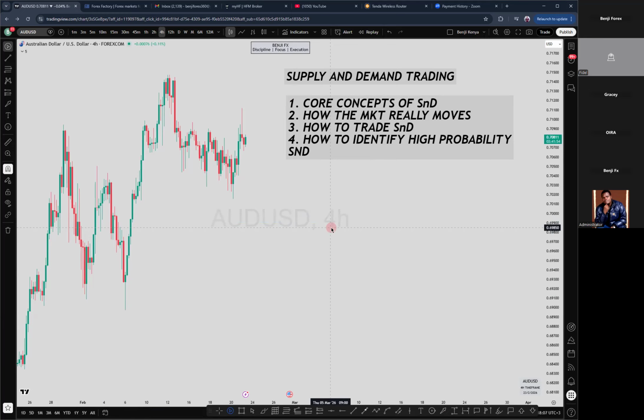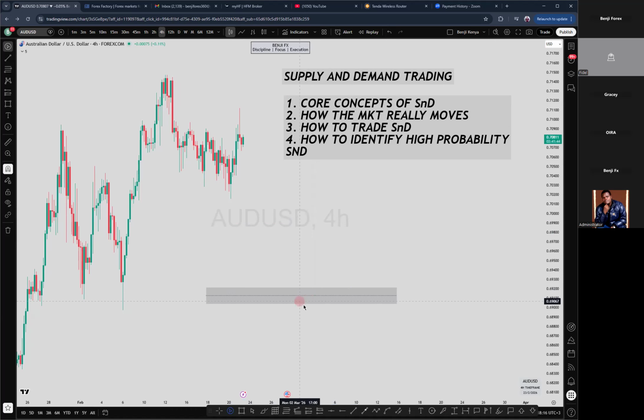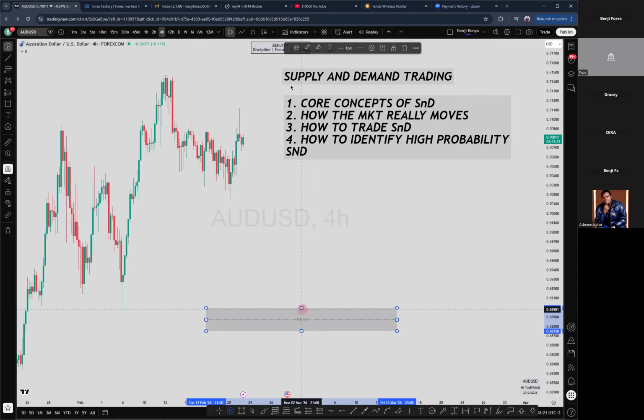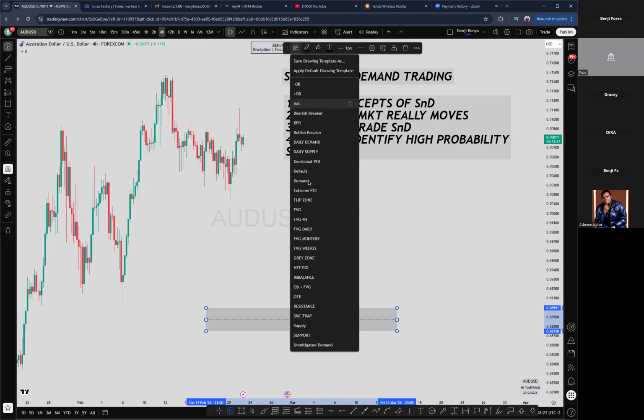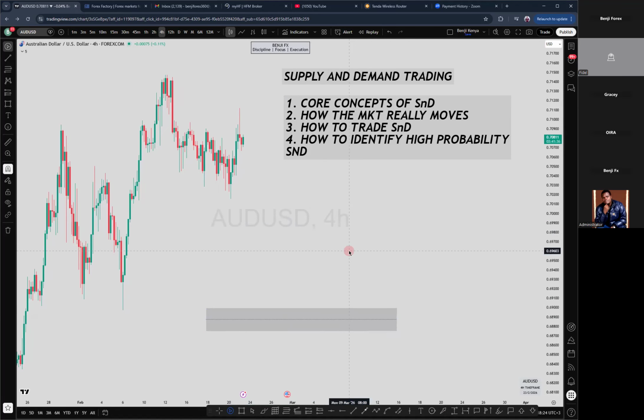Price moves because of imbalance between buyers and sellers. Okay, and a demand area, all right? A demand area, in simple terms, it's good to be able to understand what a demand area is and be able to use it to our advantage. So what is a demand area? Now this demand area, right, it's an area where buyers are strong, okay, and where price has drastically moved, okay?